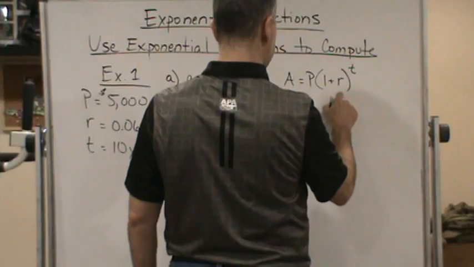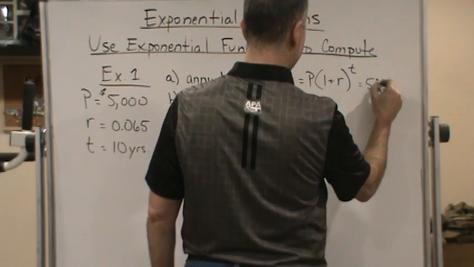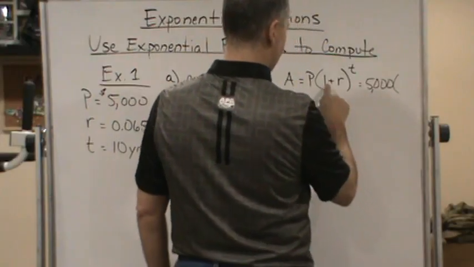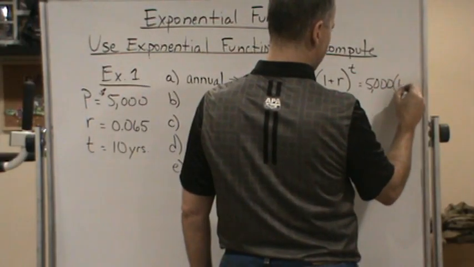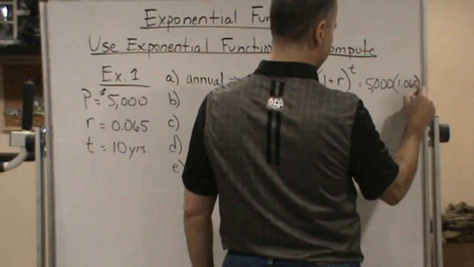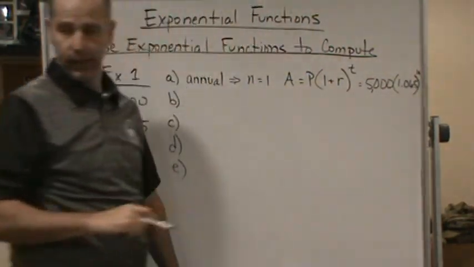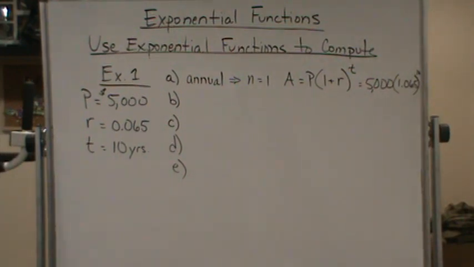Okay, and so if we just plug our values in here, it's going to be 5,000 times 1 plus 0.065, so that'll be 1.065 raised to the 10th power. All we have to do is use our calculator to do that. We'll round to the nearest dollar. Always remember to read the problems carefully, because they will tell you when to round or how much to round. And if it doesn't say, then you just round to the nearest penny.